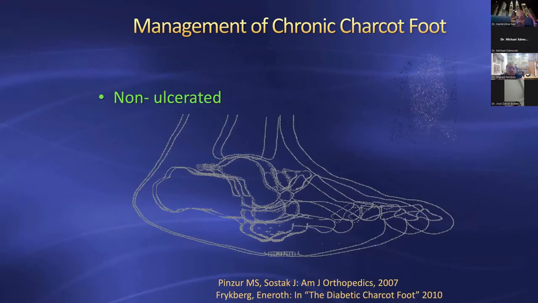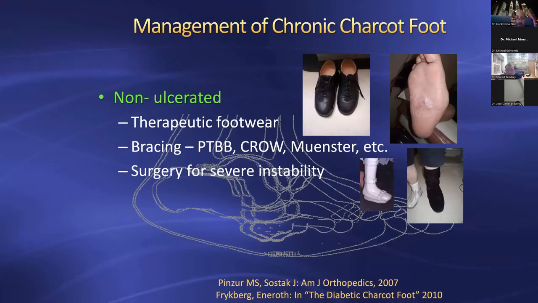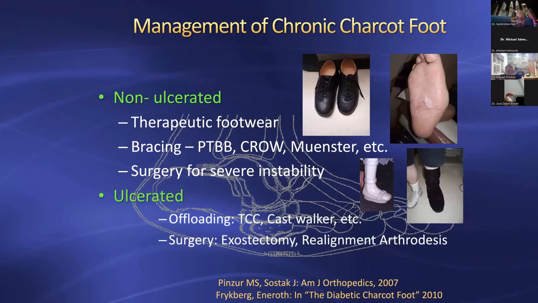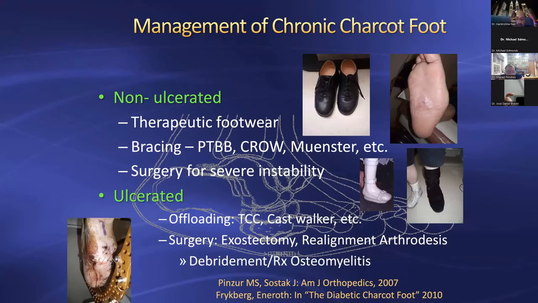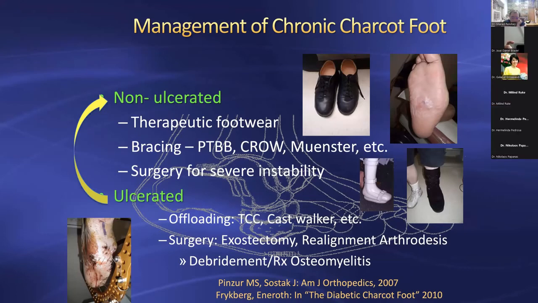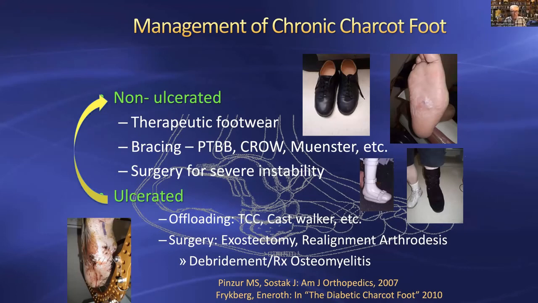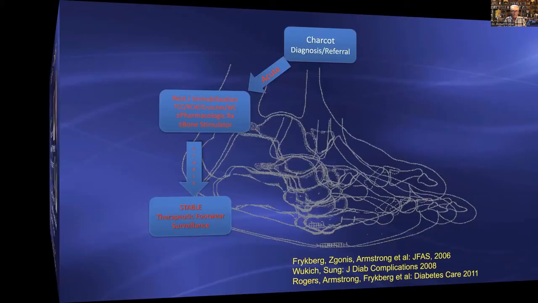So here's another simple algorithm. In the non-ulcerated Charcot foot, we provide for therapeutic footwear, bracing if necessary, and surgery if we have severe instability. In the ulcerated foot, again, we'll go back and provide for offloading, bring that back to a non-ulcerated foot. We'll provide for surgical intervention if there's chronic deformities or if we have instability, but our goal is to get that back to that non-ulcerated chronic Charcot foot.